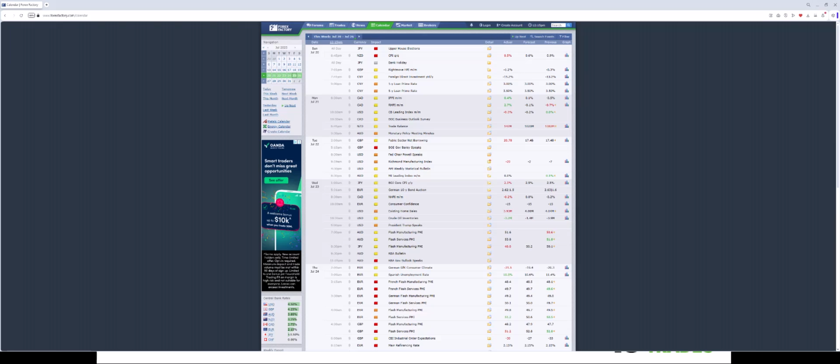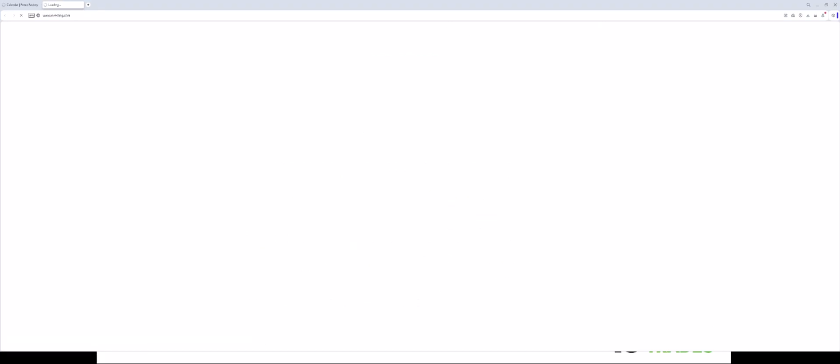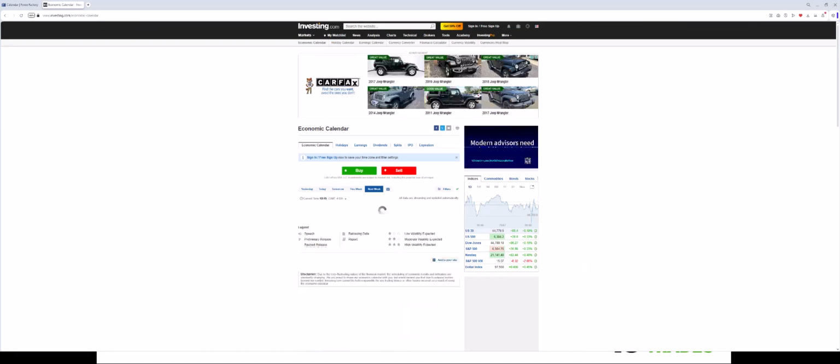When you join our service, we know which one of these events are going to move the markets, and those are some of the events that we're trading. And we go through all these calendars, and they all have different things that they do well. Investing.com has excellent real-time news results.